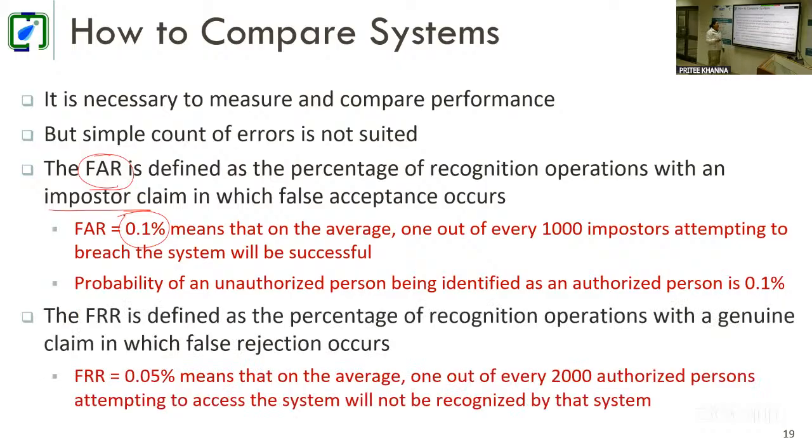Similarly, now we have the false reject rate. Here the genuine user is being denied. So if I'm saying that my FRR is just 0.05%, what does it mean? One out of 2,000 authorized persons is rejected. Just imagine an airport with so many people, and you are in a hurry for your flight, and you get stopped. One out of 2,000 is very small, but on a large-scale system, it is going to be significant.